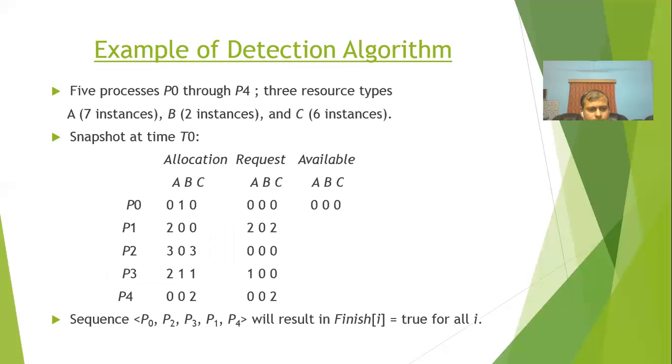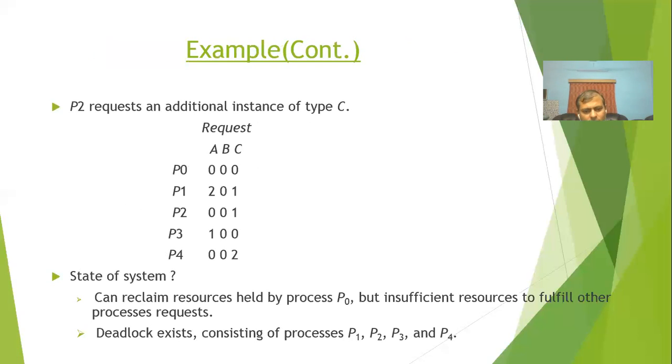Earlier, P0 and P2 didn't have any future requests, but now P2 is asking for one more resource here. That means we can only finish the process P0 without asking for any more resources. In the second case, what is happening?